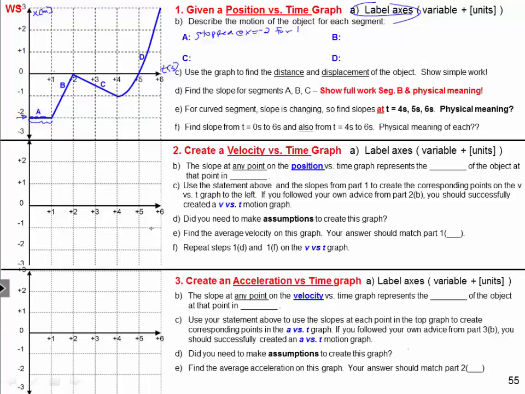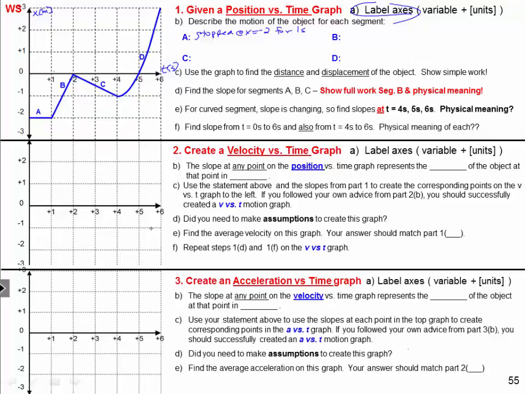That's what that's doing. So for segment A, you are stopped. And for these general descriptions, you can decide if you'd like. I'm just looking for the motion words. If you want to add some numbers to it as well, that's fine. So you could just say for segment A, the object is stopped.